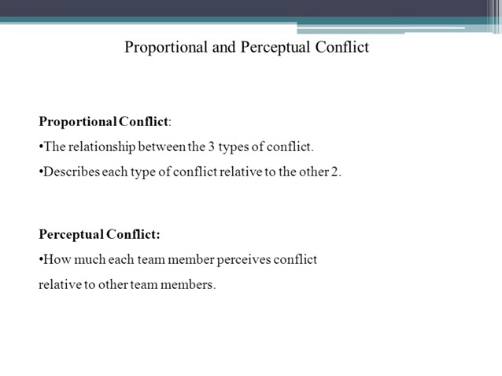Now I will talk about proportional and perceptual conflict. Proportional conflict is the relationship between the three types of conflict I discussed earlier. It describes each type of conflict relative to the other two. Perceptual conflict is how much each team member perceives conflict relative to the other team members.